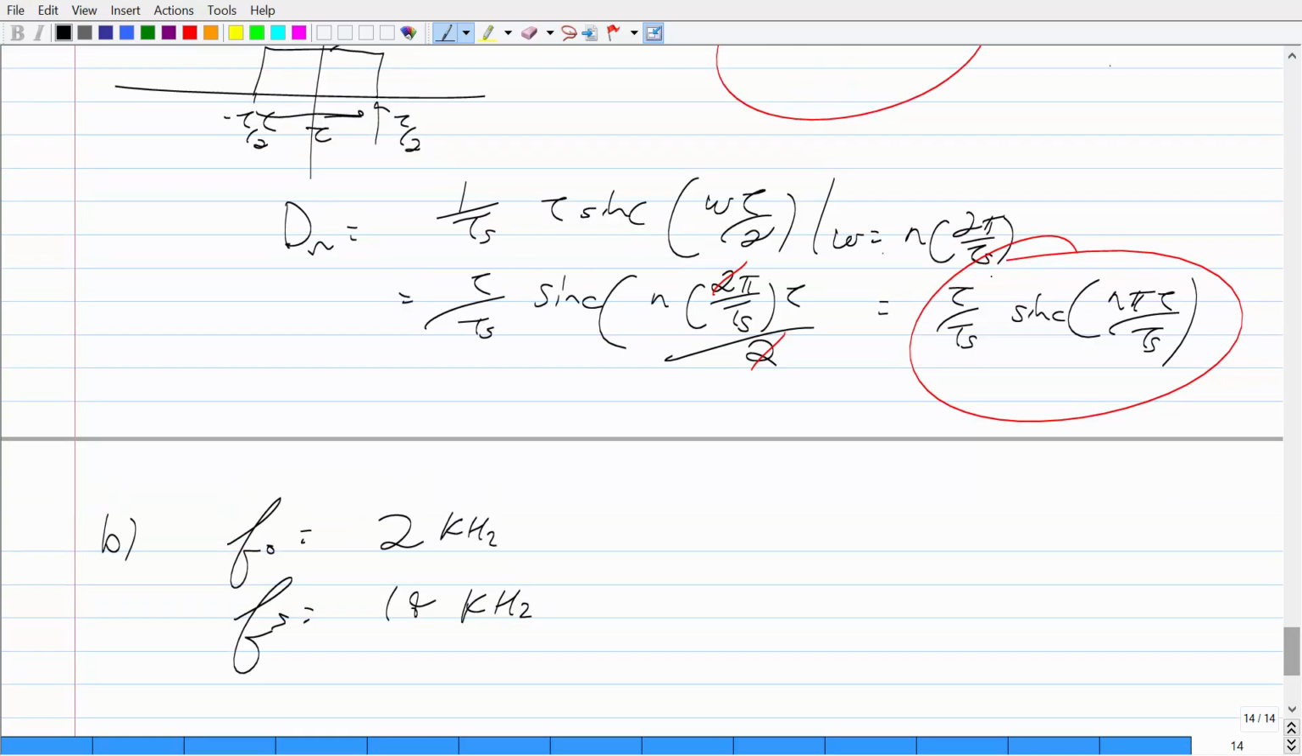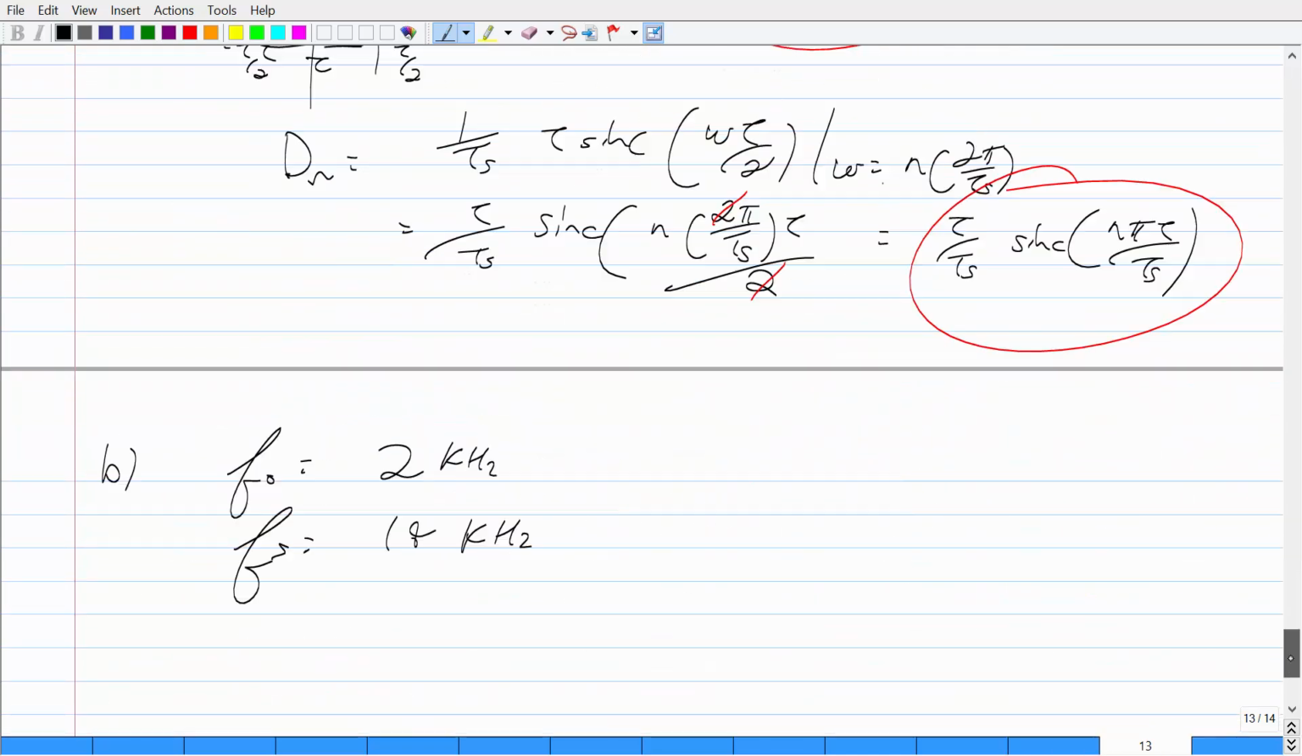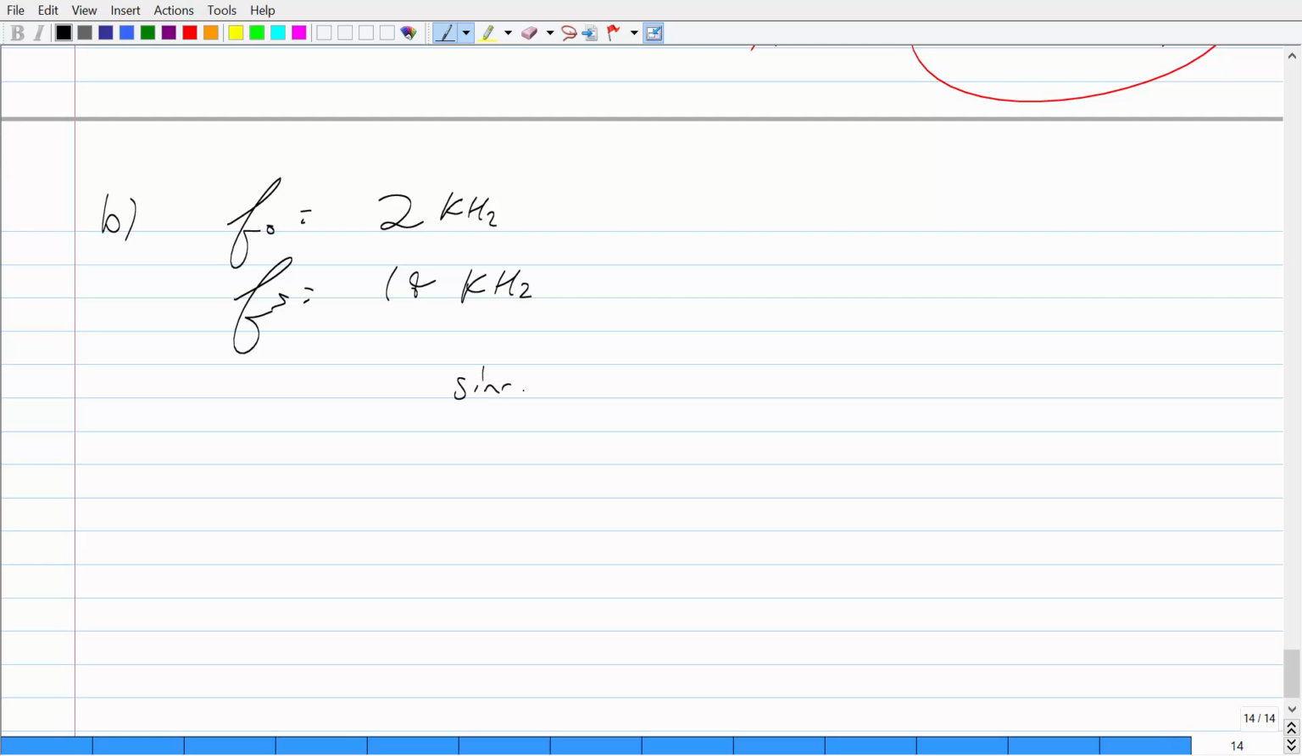Now we just have to figure out what the width is, and that's actually very simple to do. Actually, it's already given to us. You see here sinc of omega over 10 to the 5. So we had tau sinc of omega tau over 2, equals some 1, and then 0.36, sinc of omega over 10 to the 5.